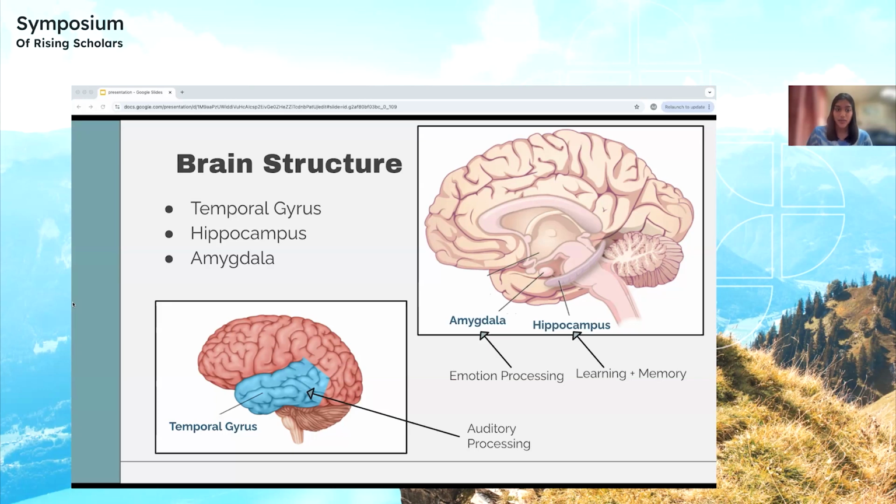Another structure is the amygdala, and it's essentially the brain's emotional processing center, and it helps us to recognize emotions in others, regulate our own emotions, and process fear and reward responses. An overactive amygdala would lead to heightened anxiety, while an underactive amygdala can dull emotional responses.